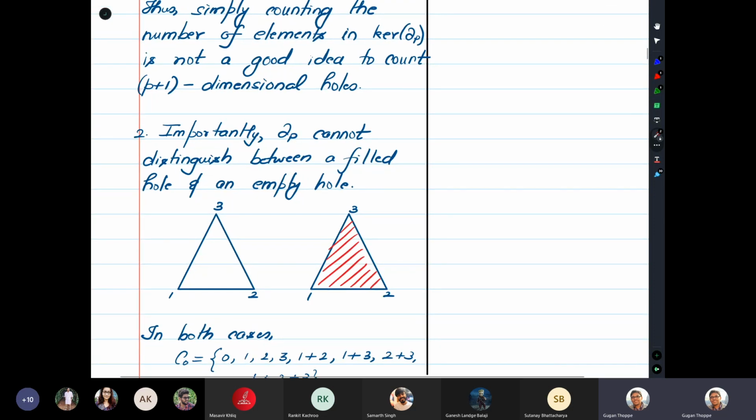All right. So the next issue with DABA P is that DABA P cannot distinguish between a "filled" hole and an "empty" hole. Let me put it in quotes here, because filled and empty by themselves don't have any meaning. We are sort of attaching some meaning to what a filled hole means and what an empty hole means.